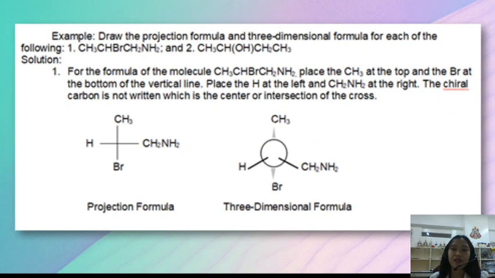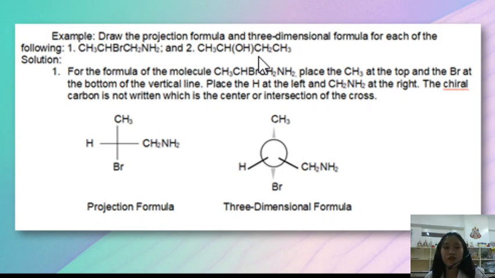Okay, so example natin, number 1, draw the projection formula and the three-dimensional formula for each of the following. So you have CH3, CHBr, CH2 and H2 for number 1. So, ano ang kailangan dyan? Draw 1 Fischer projection formula and 1 three-dimensional formula. And then another for the given number 2.